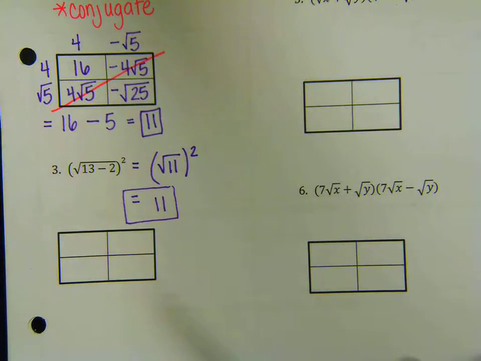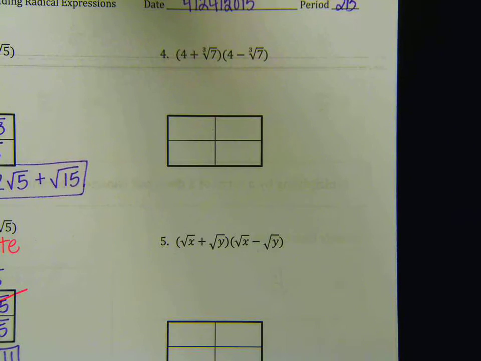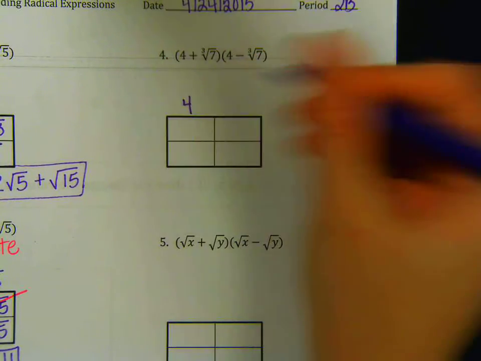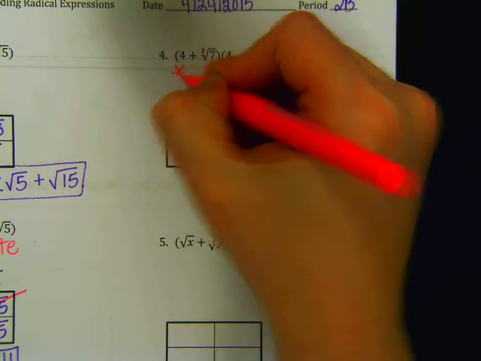Okay, number 4. Now, Molly, you were concerned before because number 4 has an index of 3. That's not going to change anything. So I'm going to still write it in my box method. It is a conjugate. That's good. So you can put conjugate there.